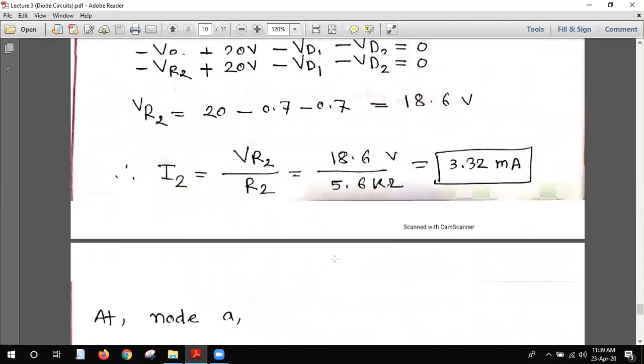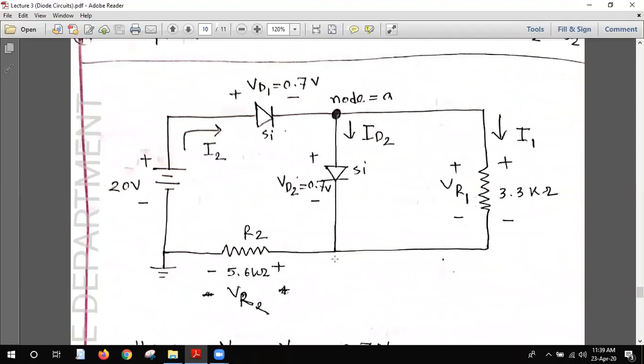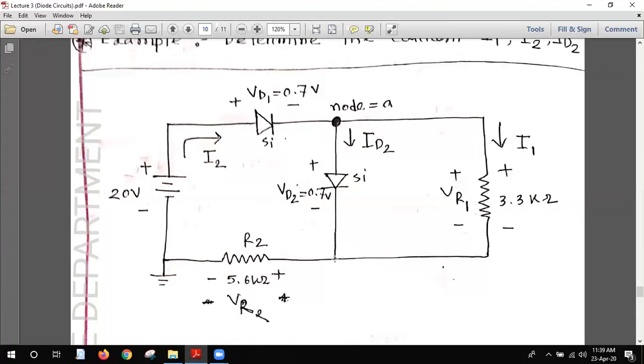So it's the same as an electrical circuit, the KVL and the KCL. We apply those, and just remember one thing: whether the diode is forward biased or reverse biased. If it is forward biased, the voltage will be 0.7 volt for silicon. So that's it for today.